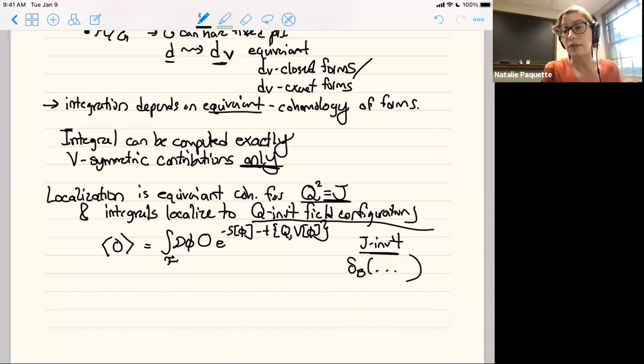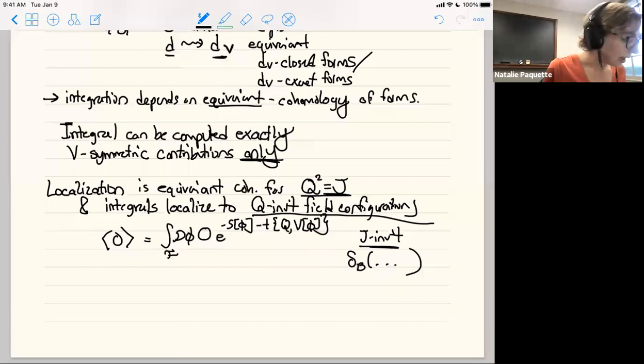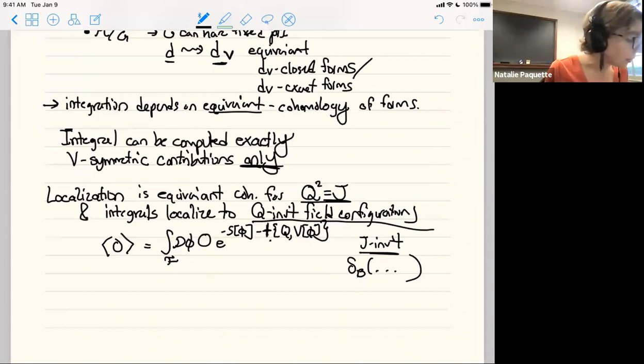Just like in BRST, I spat out gauge invariant things. In particular, one can show that this thing, so I put some parameter t in front of my Q exact term, and I can pretty easily show that d/dt of this thing is zero. If I take d/dt, I bring down a Q exact piece.